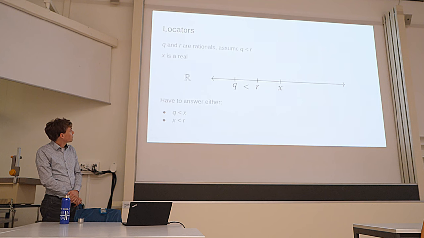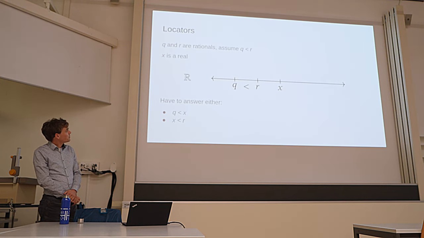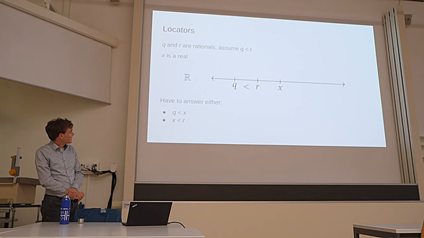So, what is a locator? A locator is a machine that answers a specific kind of question. And the question that it answers is, you give it two rational numbers, and the first one has to be less than the second. That's the rule. And x is the real number that it talks about. And it has to provide a bit that indicates one of these two situations. It either has to say that q is less than x, or it has to say that x is less than r.